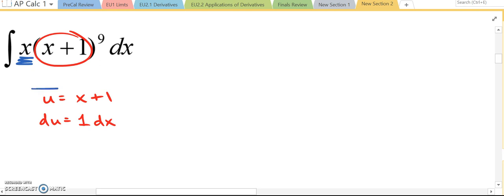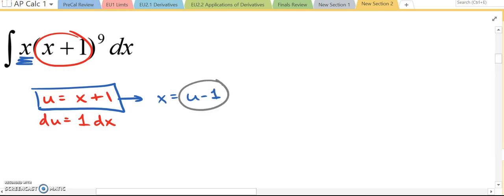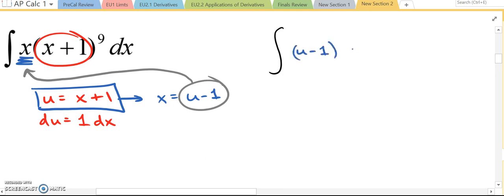What I can do is take that u value and substitute not only for the x plus 1, but solve it for x now. The reason is that if I substitute out the letter x in one location, I can substitute it out in all locations. What if I put that here? So I'm going to do two separate substitutions at the same time. This is what my product should look like: u minus 1 times u to the ninth du.